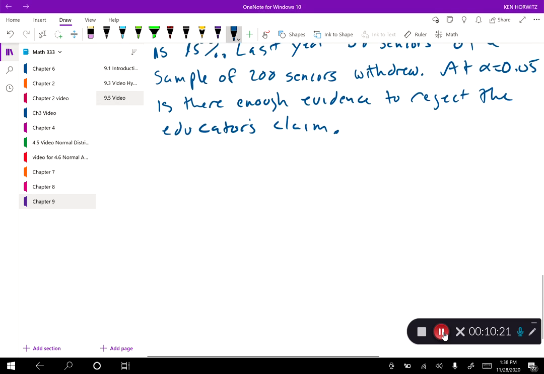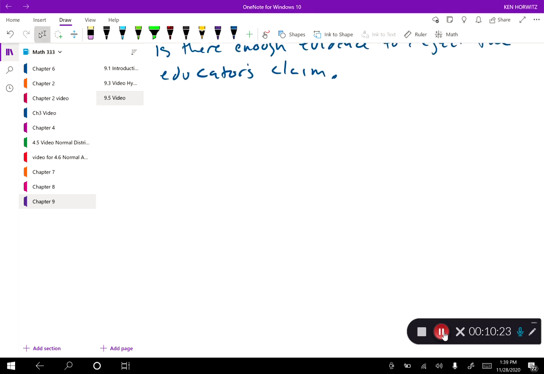All right, so let's go through the steps again. My null hypothesis is that my proportion is 15% or 0.15. That's my claim. My alternative is that P is not equal to 0.15.